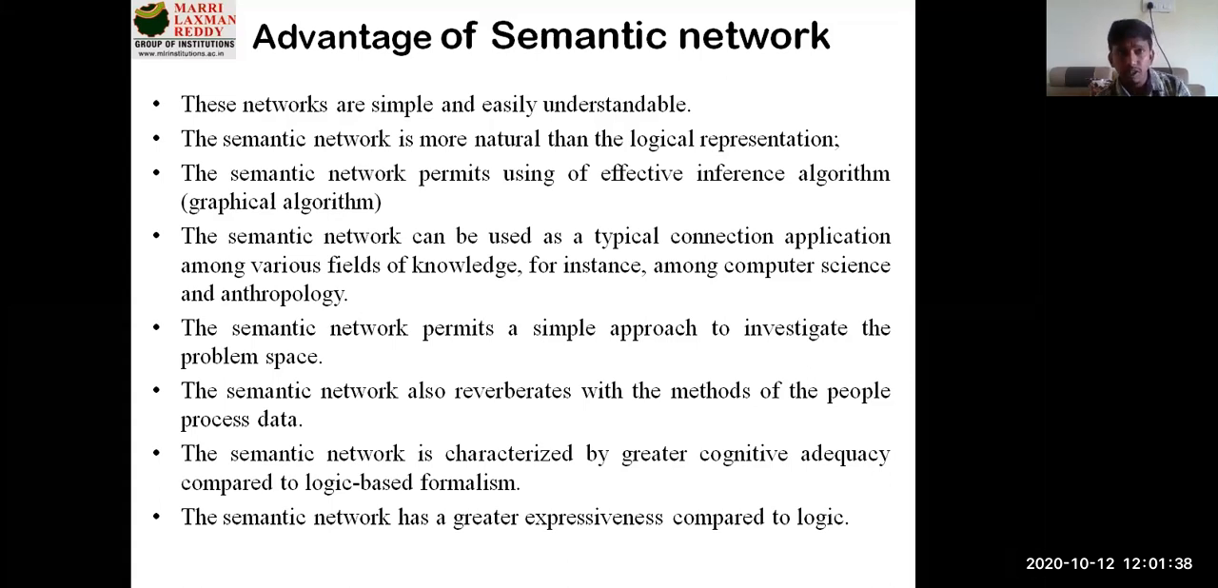So it is a simple approach to investigate the problem space also, because if I am giving some statements, it is very difficult to understand. But if it is a network representing your objects, it is very easy to investigate your problem space. So likewise, these are the list of advantages you can understand about semantic networks. A semantic network has greater expressiveness compared to logic representation. Okay, you all can go through this PPT once I share. All these points are the common applications of the network approach.